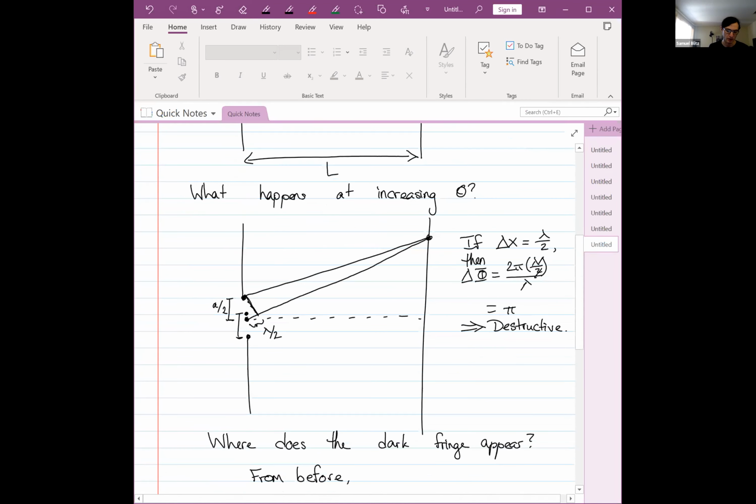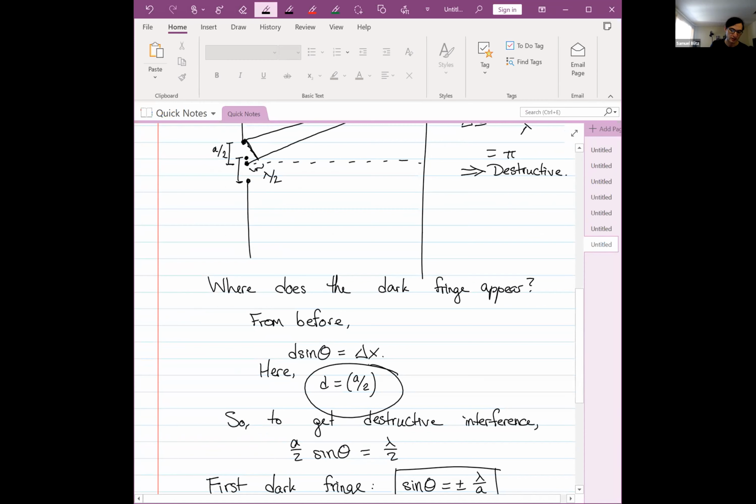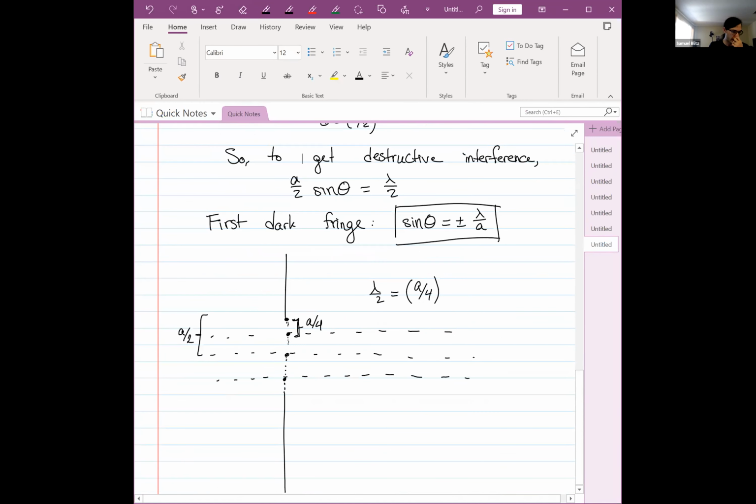Looking back up to the top, that is our new d. It's a over 4 now because that's the distance between the pairs. And then this should be times sine of theta. That's our path length difference, d sine theta, and if we want that to be destructively interfering, then we get lambda over 2. And so this implies that our second dark fringe occurs when sine of theta equals plus or minus 2 lambda over a.